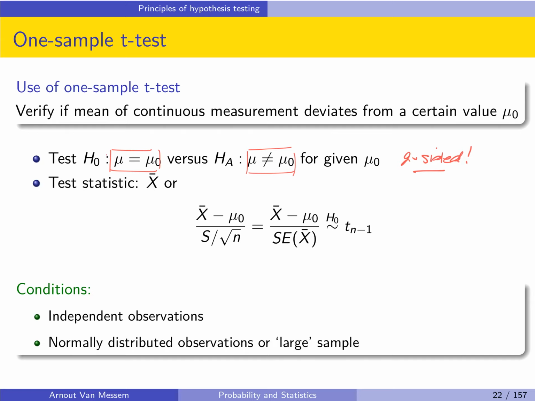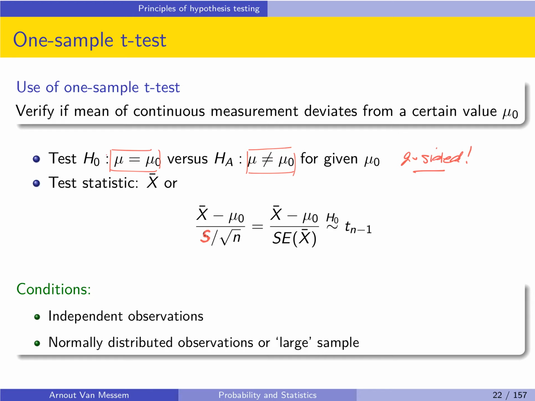Why a t-test? Because we do not know the population variance, so we have to estimate it. So a one sample t-test is used to check if the mean of a continuous measurement will deviate from a certain value of mu0. So your test is basically testing mu equal to mu0 or mu different from mu0 in a two-sided one sample t-test.